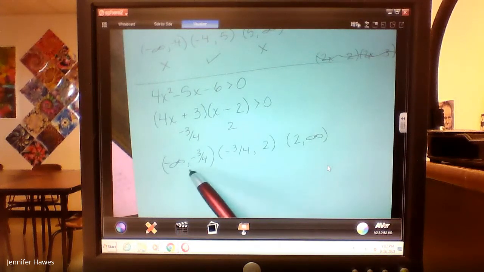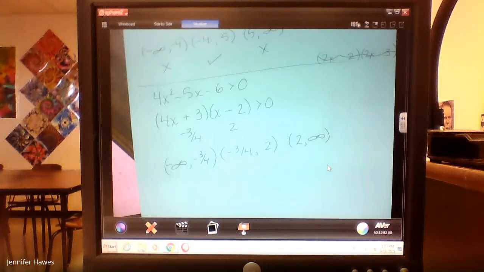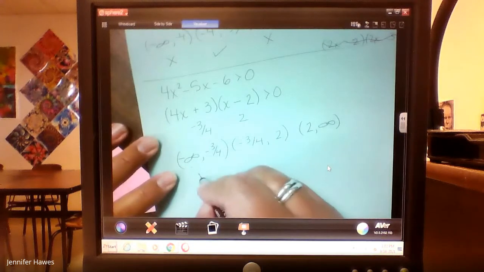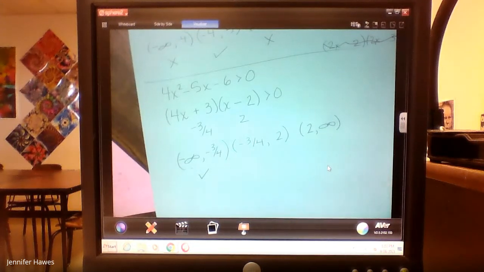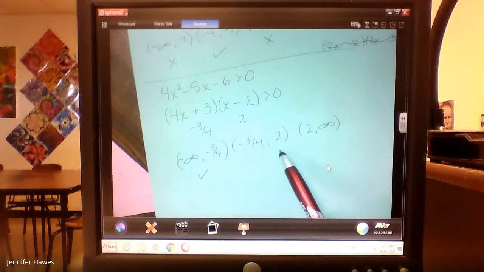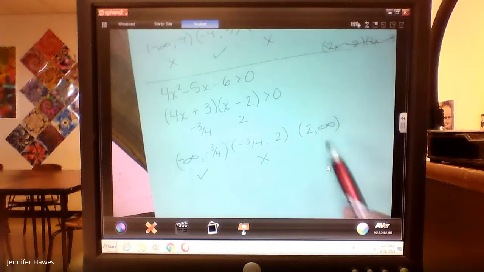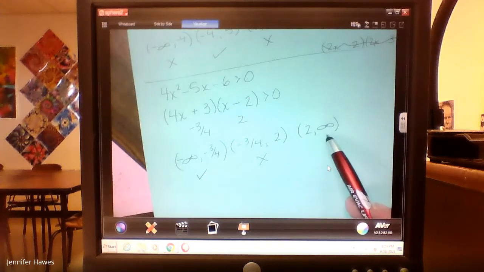Between negative infinity and negative 3/4, try -1. If you plug -1 in there, do you get a positive or negative number? Positive. Is a positive number greater than 0? Yes. Okay, that works. Number between -3/4 and 2. Like I said, 0 is the easy one for me because I don't have to think at all. Is -6 greater than 0? Nope. Number between 2 and infinity, just pick 3.